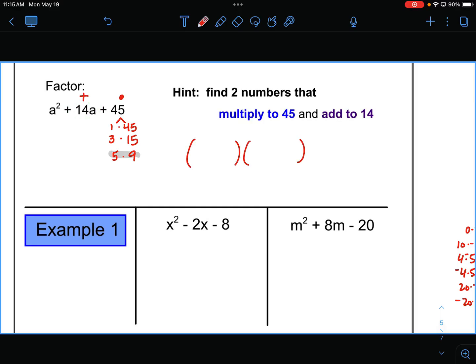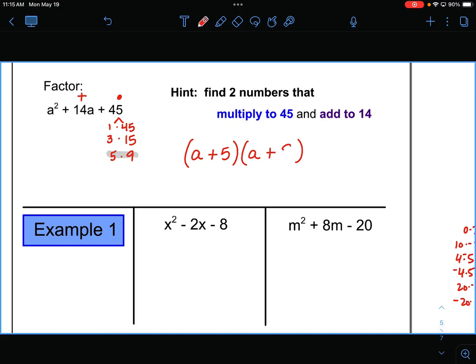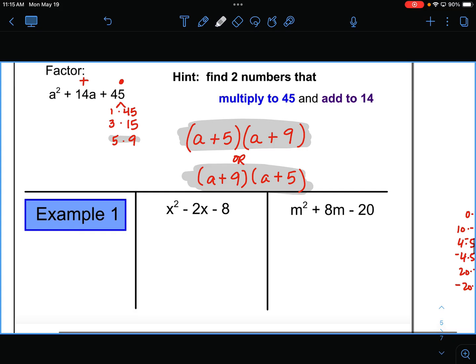Again, we can set up our binomial factors because this time this is a squared, then we know that each of our first terms is a. And because this is a positive 5 and a positive 9, we know that in one of the binomials we write plus 5, and in the other one we write plus 9. And just so you're aware, that is the exact same as writing it in this order, a plus 9 times a plus 5. These are both correct. Let's try the next one.